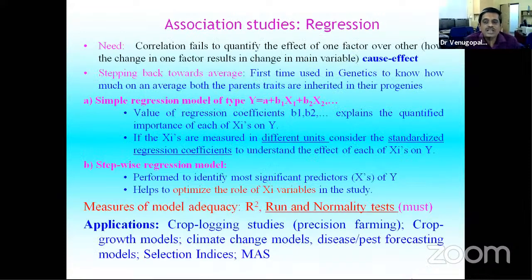Now let us come to another topic, regression. Correlation cannot estimate the effect of one factor over another factor, how a change in one factor results in change in the main factor. So in order to establish a cause and effect relationship, we need to go for developing regression models.